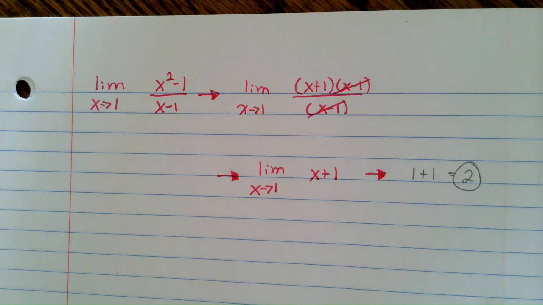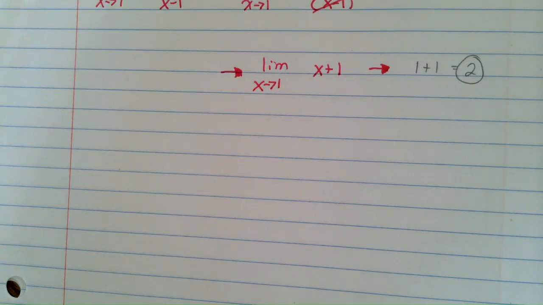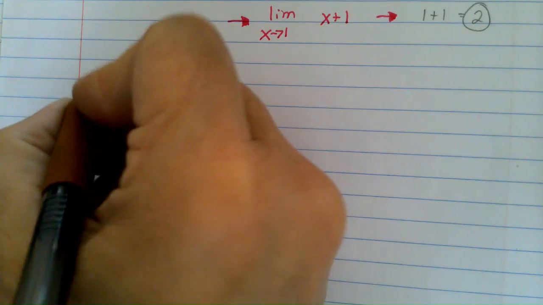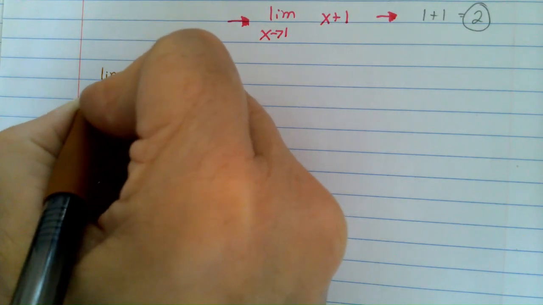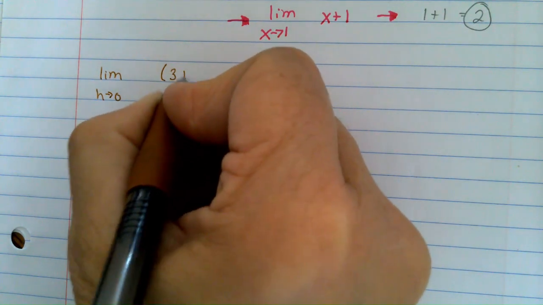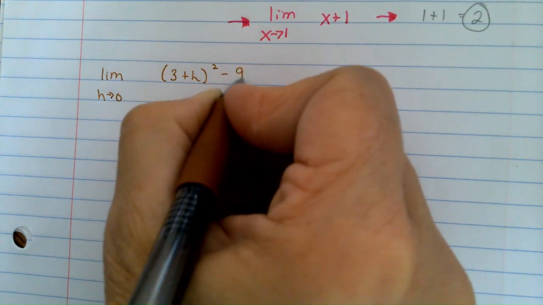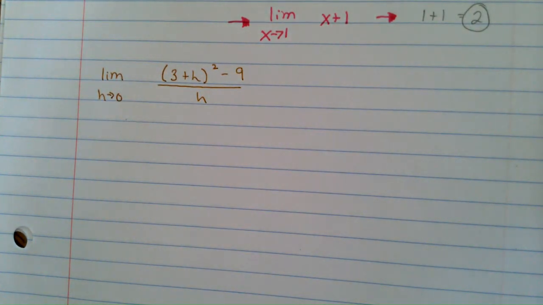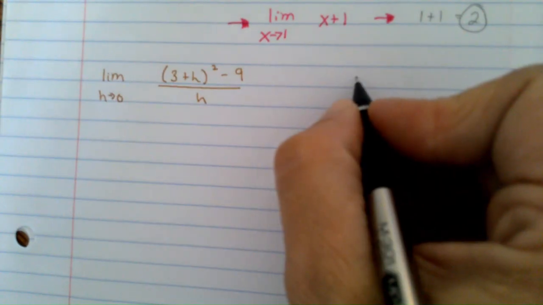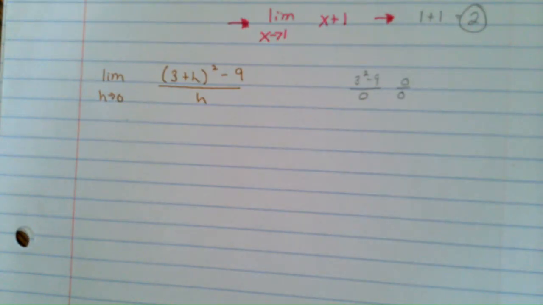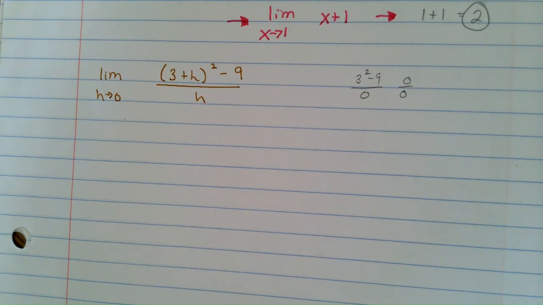Okay, a very popular limit to practice is coming up. You'll need to be able to do this algebra, okay? We'll expand on this in the future, but the limit as h approaches 0 of (3 plus h) squared minus 9 over h. And right now it's an indeterminate form because if you substitute 0, we would get 3 squared minus 9 over 0, or 0 over 0. So that's indeterminate form.